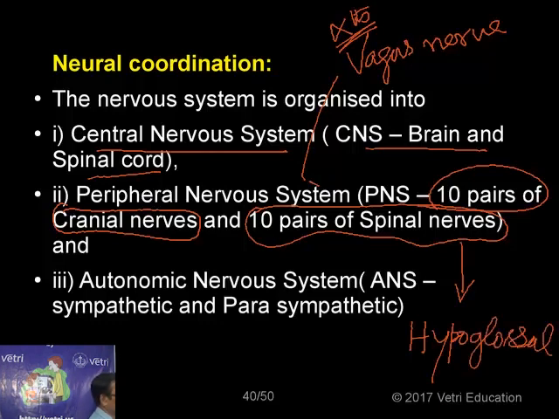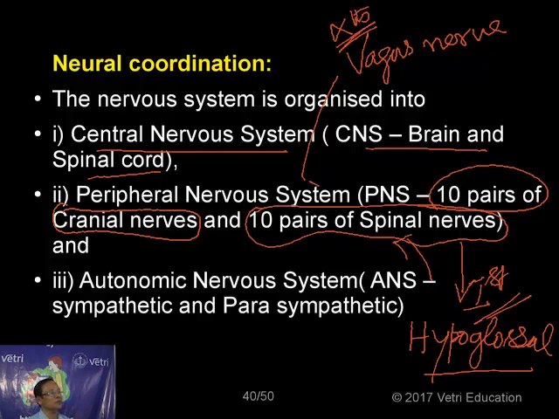This is the name of the first spinal nerve in frog. The first spinal nerve in frog is called hypoglossal. The first cranial nerve is called the vagus nerve. This question came in the question paper. The first spinal nerve in frog is called hypoglossal. The first cranial nerve in frog is the vagus nerve.